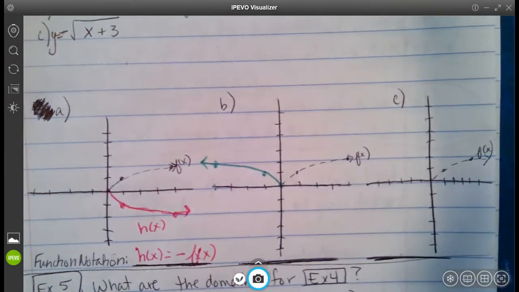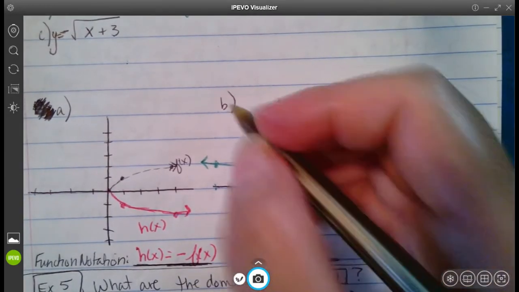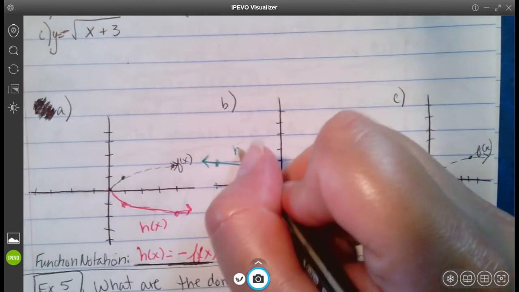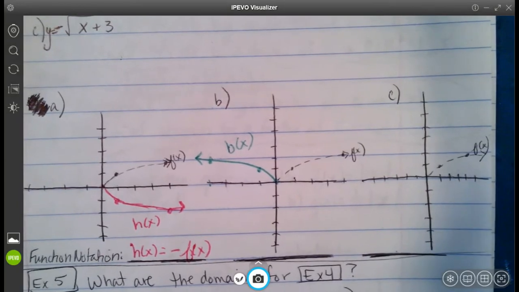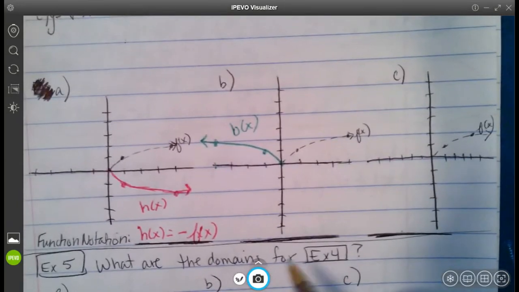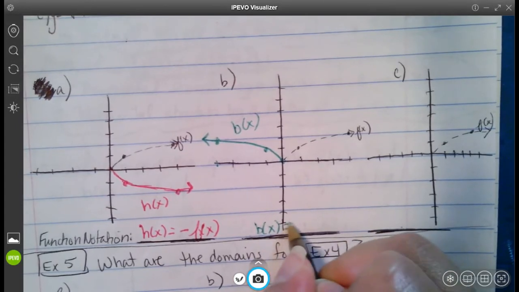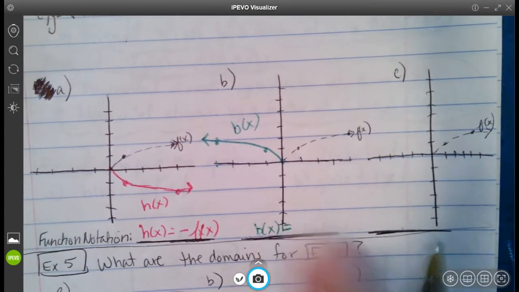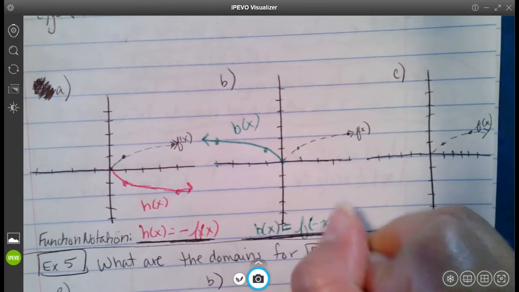Remember, this is just a sketch, so it doesn't have to be perfect, but you have to have the general idea of where it should land, okay? So this would be our b of x. In function notation, okay, so I'm going to kind of squeeze that in here. b of x is equal to, well, it's just f of x, right? But with the negative on the inside.